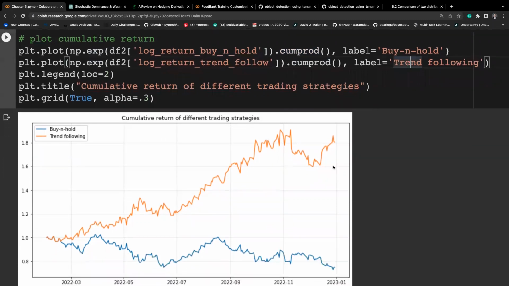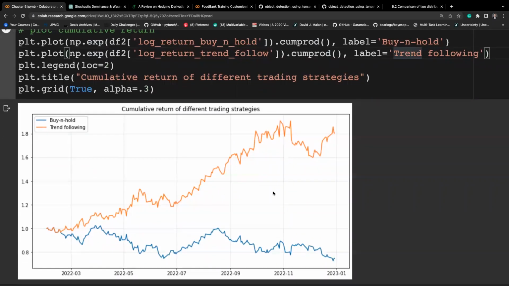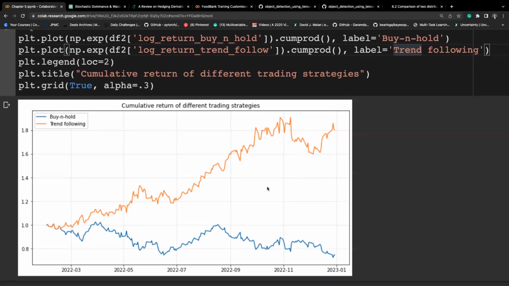So here we have the evolution of the wealth curve using the 2 strategies. And we'll see that the trend following is clearly better than the buy and hold. And of course, there are a few assumptions here, and there are different ways to calculate this. So if the assumptions change, then the wealth curve for the trend following will also change. So that's something we need to take note of.